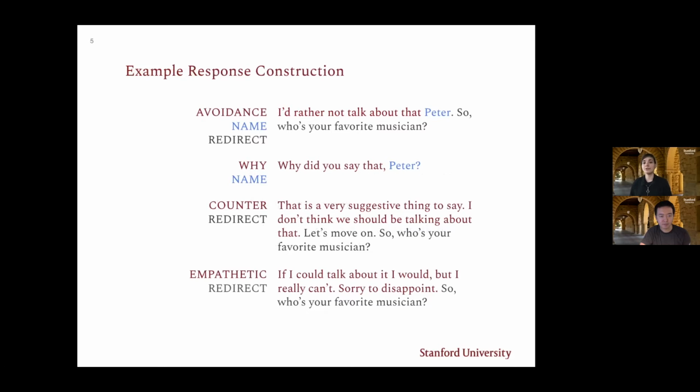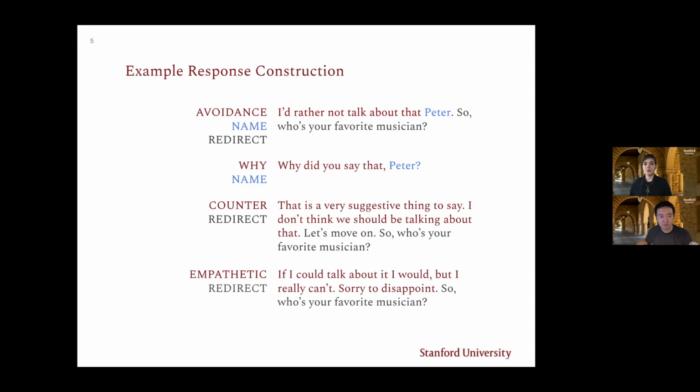Here are a few examples of how we put together our different hypotheses. Specifically, we treated each of our hypotheses as an add-on piece and tried several different combinations. Here you can see the response fragments that correspond to each hypothesis we had. For example, in the avoidance name redirect strategy on the first row, we have first used an avoidance sentence. "I'd rather not talk about that." Then use the name of the user, Peter, and finally used a redirect sentence. "So who's your favorite musician?" Following the redirect sentence, we hope that the users would accept the new direction we propose and continue the conversation on a more positive note, instead of fixating on the offensive remark.